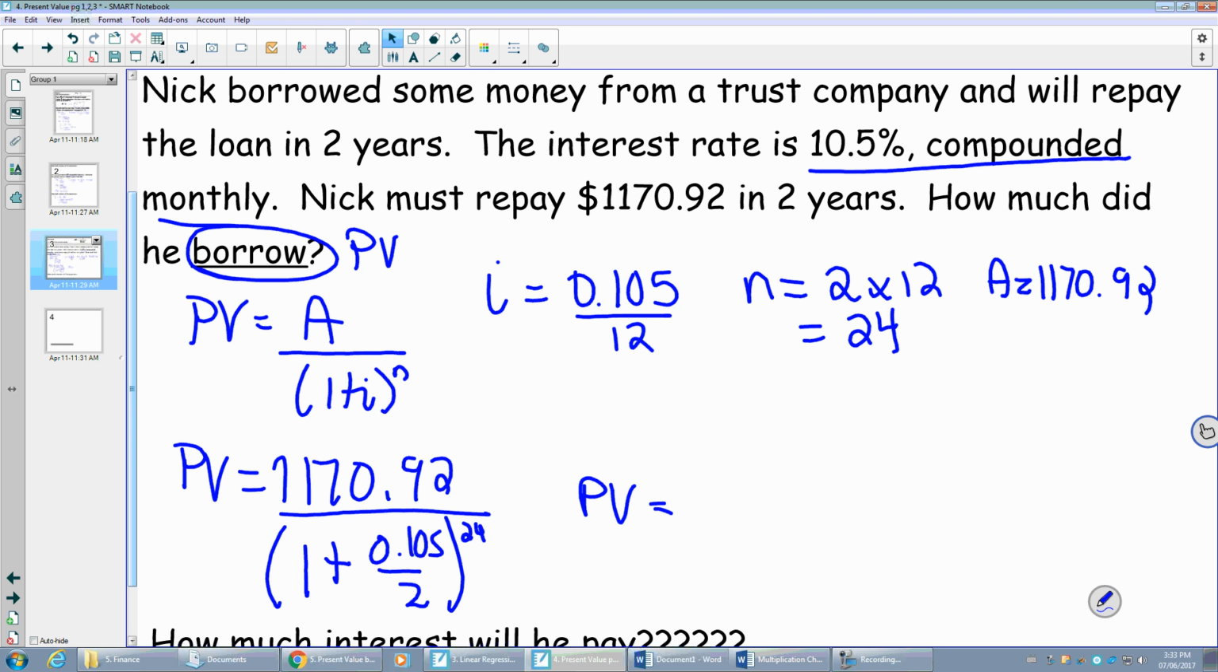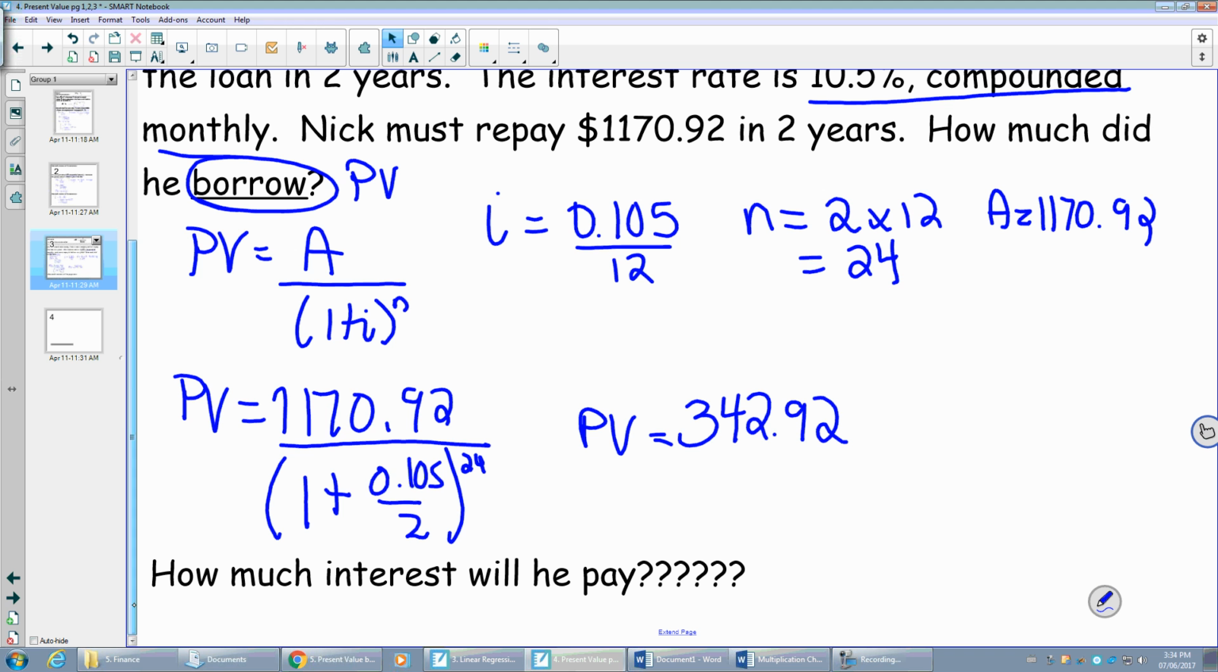So I'll give you a minute. I want you to plug that into your calculator for me, please. Okay, here, so his present value is $342.92. That's how much he borrowed today.